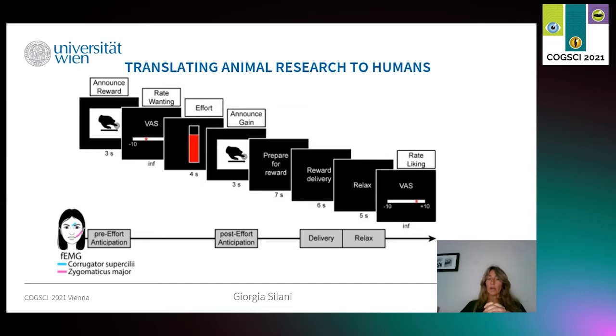The trial looked like this. It was a very, very simple trial. First, the reward was anticipated, either food or touch. Subjects were asked to rate how much they wanted the stimulus and to produce effort in order to obtain the announced reward. The stronger the force applied, the higher the probability of receiving what was announced. Then they were rewarded with the announced reward if they had pressed enough; otherwise, they received a less preferred option. They prepared for receiving the reward. The reward was delivered, either the chocolate milk or the caresses, followed by a relaxation period and the rating of subjective liking, how much they liked the stimulus they just received. And along the entire trial, facial EMG was recorded.